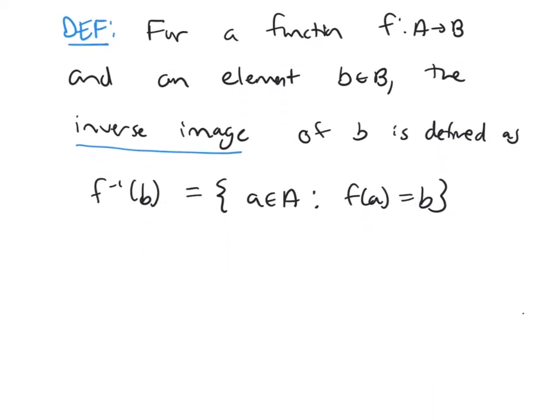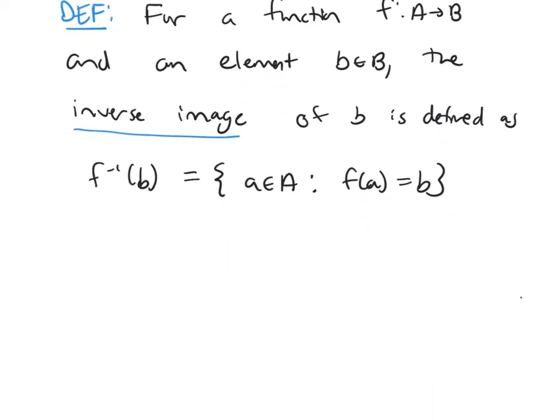So the first thing that's kind of clear from this definition is that f inverse of b is a subset of A. And you can really tell that just by this part right here. All the elements of f inverse of b come from A.